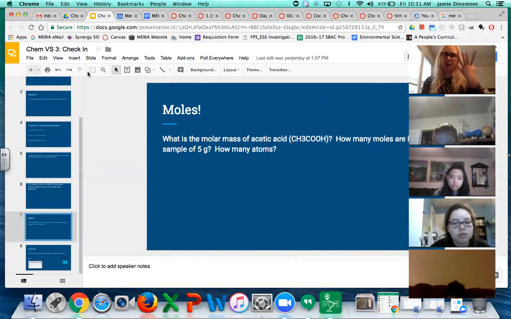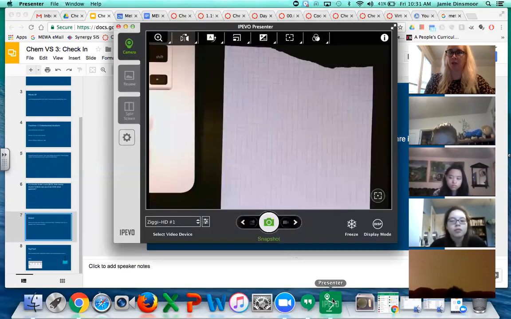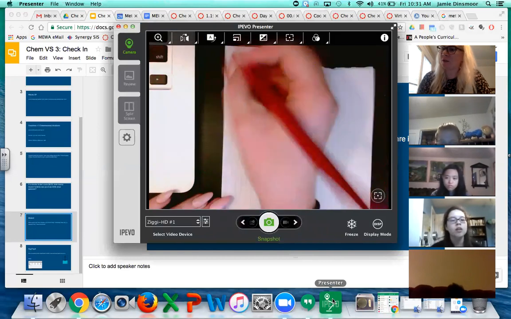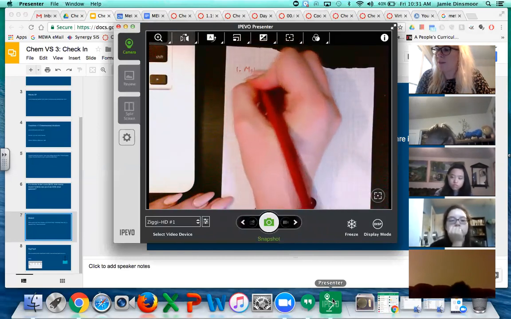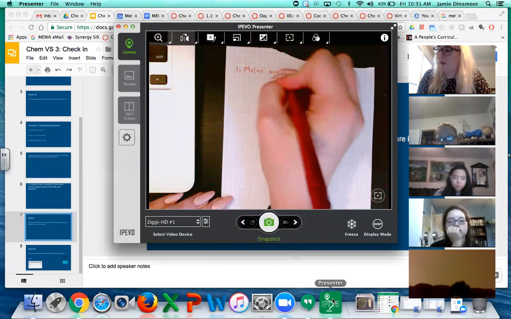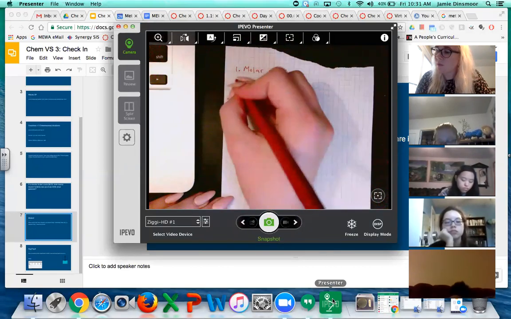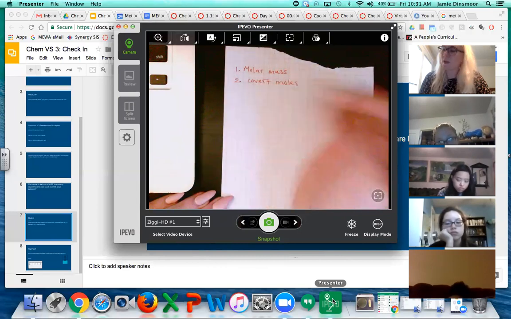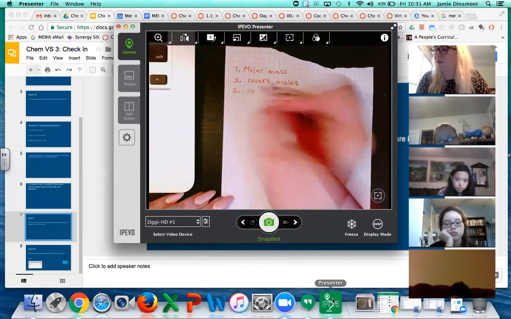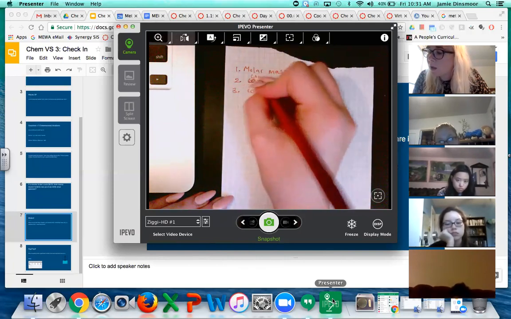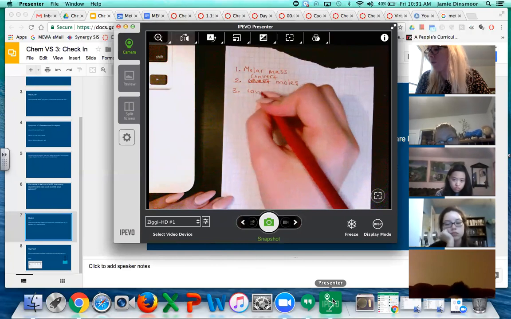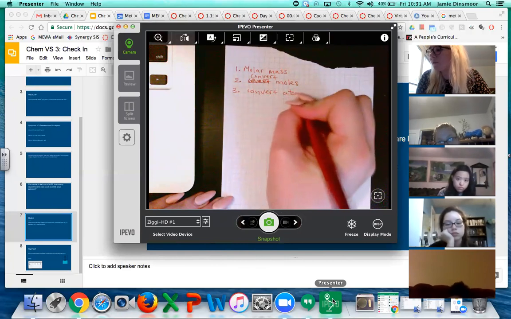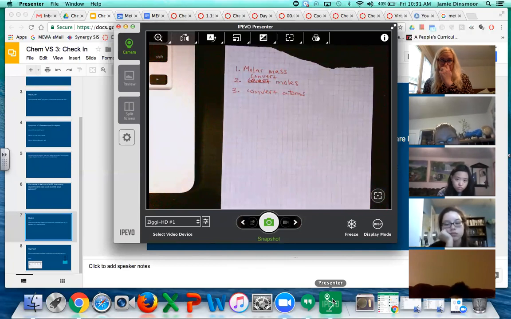So in the mole lab, we had quite a few steps that we needed to do in order to calculate our moles. First thing was we needed to find the molar mass of whatever our compound was. Then we had to convert to moles, and then we had to convert to atoms. Those are the 3 basic steps.